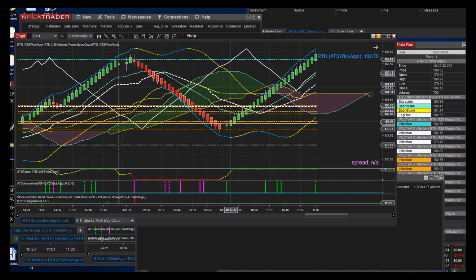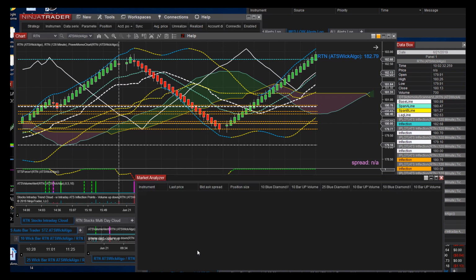You do not want to play with this until you test it in sim trading. If you've got this NinjaTrader connected directly to your trading account, you need to make sure you 100% understand what's going on before you play with these instant entries, and do not load a symbol list in here.